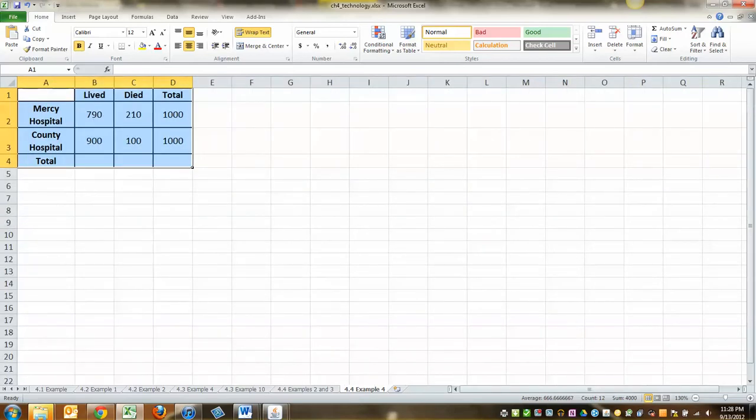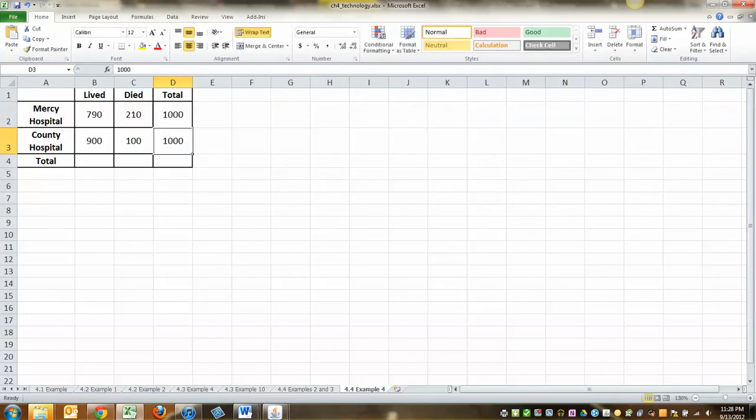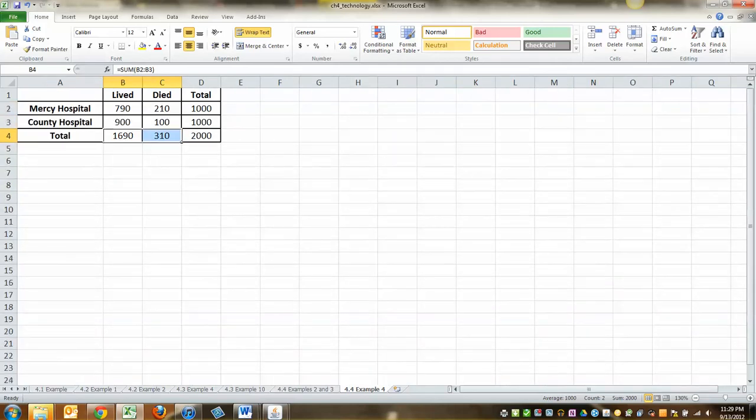I'm going to find the total equals the sum of these two. I don't really have to do it that way, but I feel like it. And then I'm going to do equals sum of these two. I'm going to click here and drag over that formula, the drag thing we learned in Chapter 2. Okay, I'm just making this pretty.